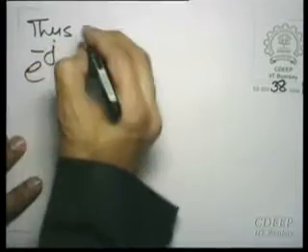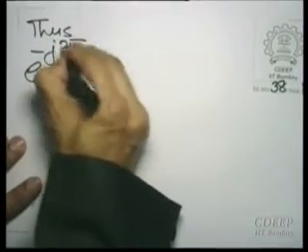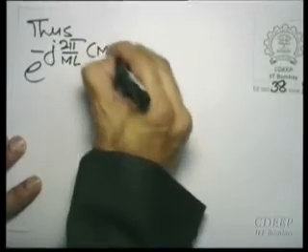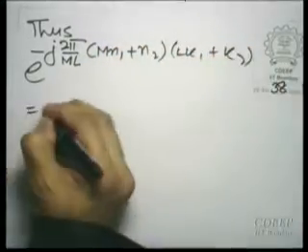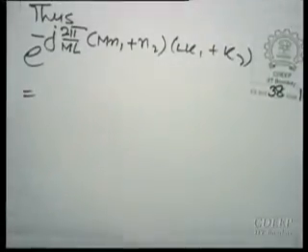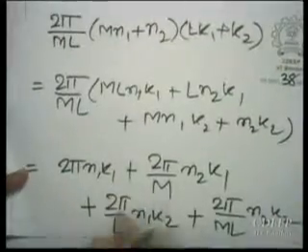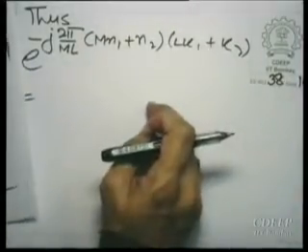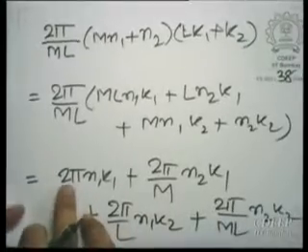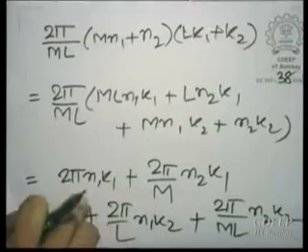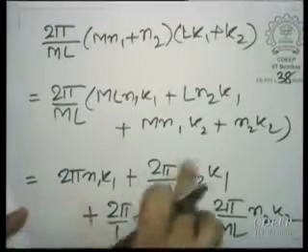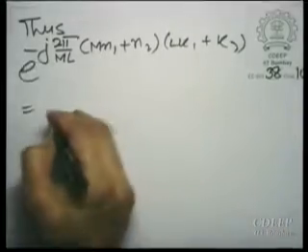Thus, e raised to the power minus j times 2 pi by ML into M n1 plus n2 into L k1 plus k2 becomes, now let's look at each factor in turn. See, when you have a sum of terms and you take an exponential, it's going to become a product of the corresponding factors. Now, e raised to the power minus j 2 pi n1 k1 is just 1. This is a multiple of 2 pi, so it doesn't need to be written at all. The other three factors need to be written. So it's a product of three factors.